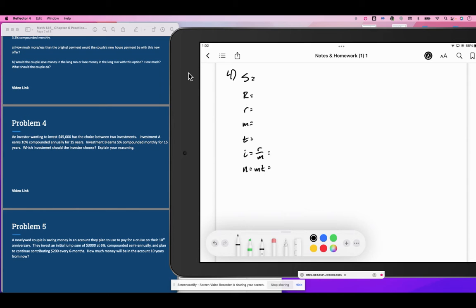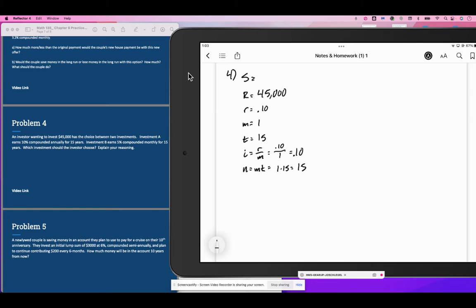And so we'll start with investment A, 10% compounded annually. And so the payment into the account is going to be $45,000. The interest rate is 10%. It's compounded annually, so one time a year. It's going to be in there for 15 years. R over M is going to be 0.10 over 1, so 0.10. And MT is going to be 1 times 15, so 15.